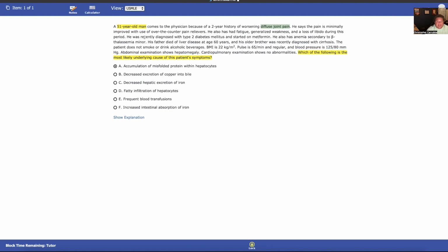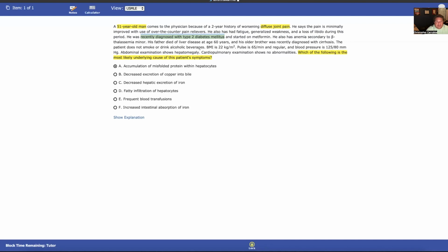We notice that he was recently diagnosed with type 2 diabetes, and then also has anemia secondary to beta thalassemia minor. We can stop on that for a second. We noticed that there was an answer choice that lined up with frequent blood transfusions. However, that's just a distractor because patients with beta thalassemia minor do not require blood transfusions. So we know that answer is gone as well. We have a family history of liver disease in both the father and the brother, which could make us think about a couple answer choices here.